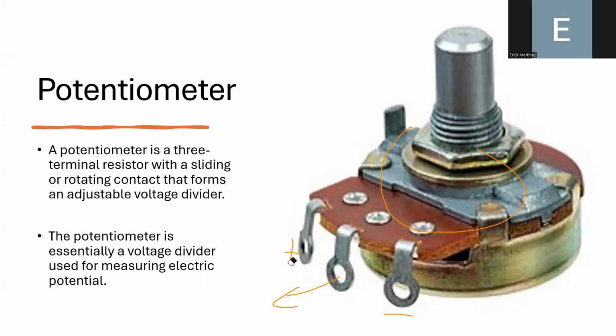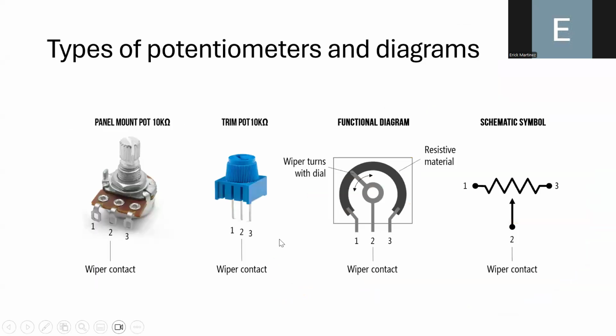So, well, here, let me erase all of this. This is the diagram of the potentiometer. The one that you will be using for your project is this one, the panel mount potentiometer of 10 kilo ohms. There are different types of potentiometers with different values. Basically, the value refers to the maximum resistance that the potentiometer can have.